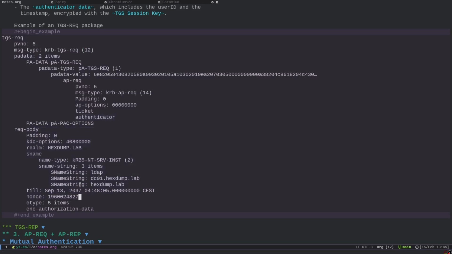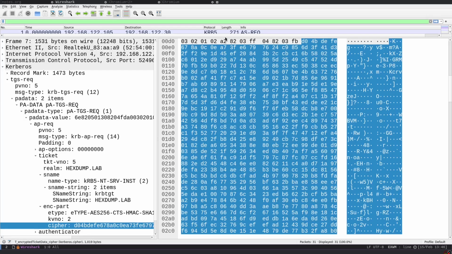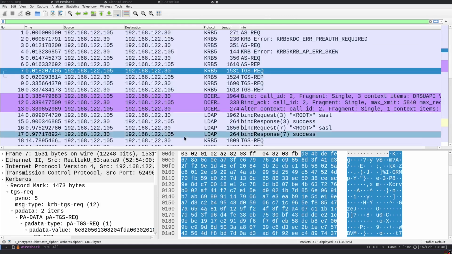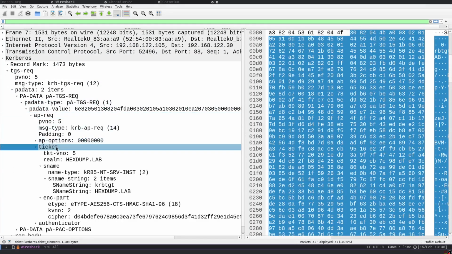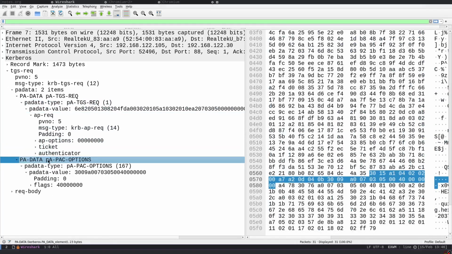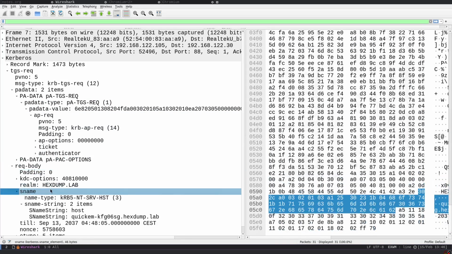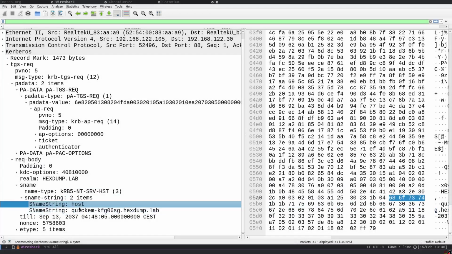And then here we find the service principal name of the service you're trying to connect to, for example LDAP dc01.exam.lab, and the nonce, and other stuff that is less important. If you go into Wireshark, we can see that we have the TGS request, and we have this AP-REQ, so we have the ticket and the authenticator, which of course is encrypted, and here we have the request body with the service principal name, the sname, which in this case is a host principal. So basically that's the idea.